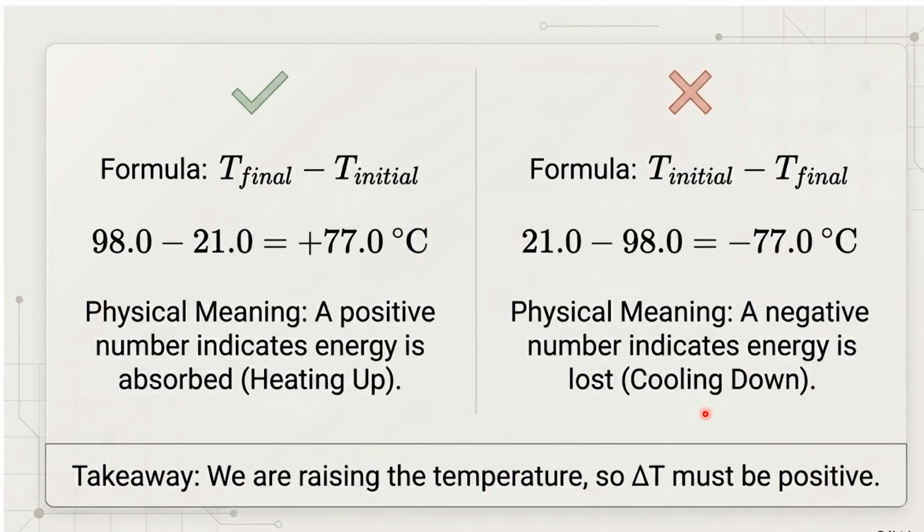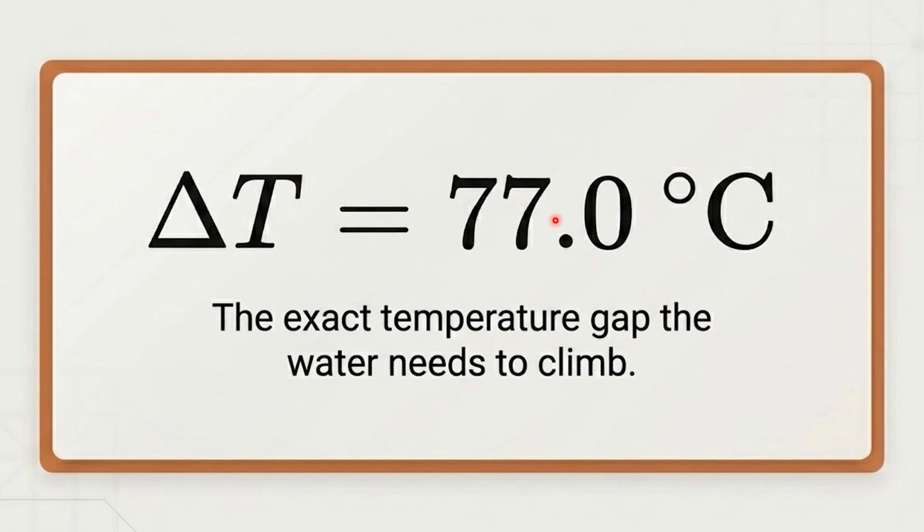Since we are actively raising the temperature of this water, our delta T absolutely must be a positive value. A positive temperature gap clearly signals that thermal energy is being absorbed into our system from some outside heat source. So let's do the math. We find that our precise temperature gap is 77.0 degrees Celsius. That right there is the thermal mountain our little sample of water has to climb.